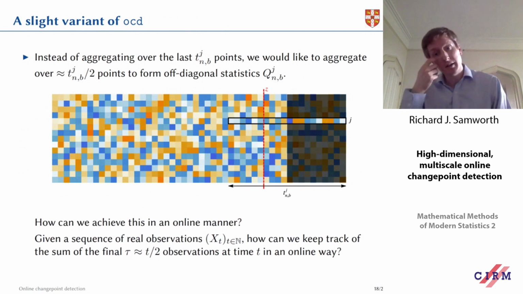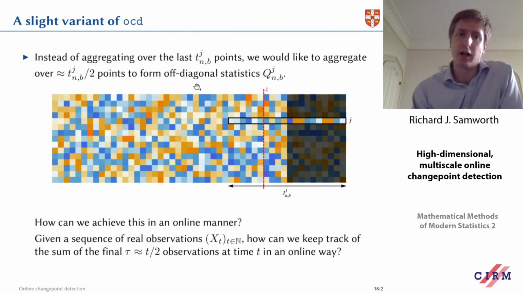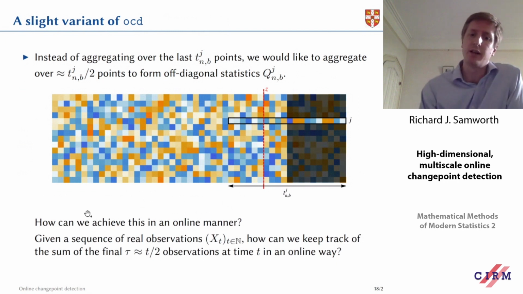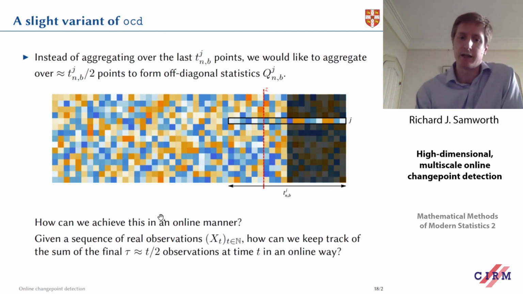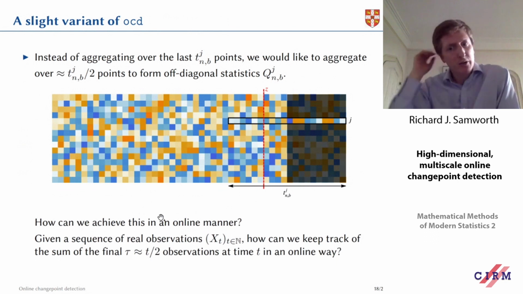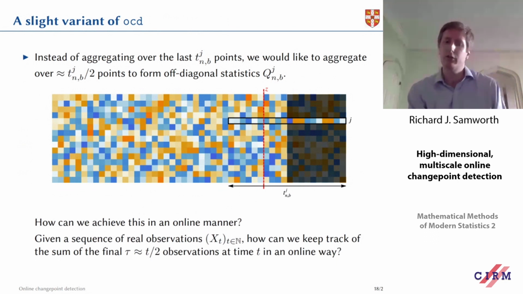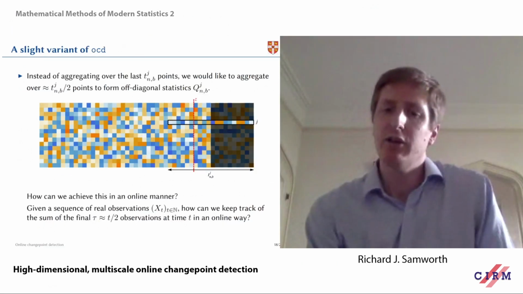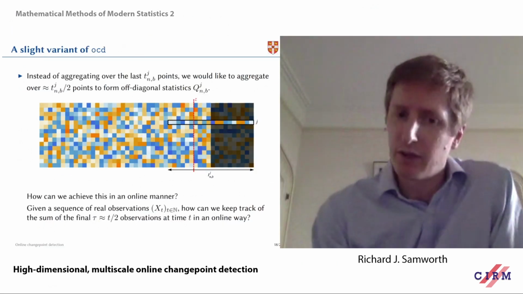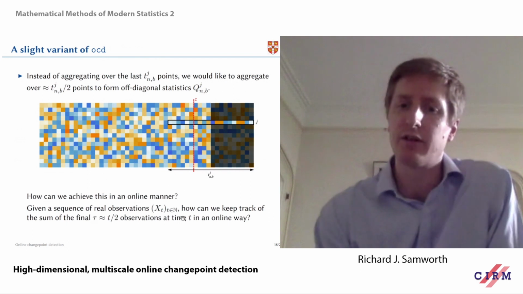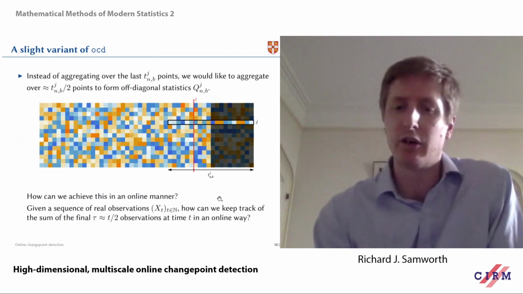The question then is, how can we ensure that we're only aggregating over, let's say, roughly half or 3/4 of these data points, but do it in an online manner? Or slightly more formally, let's reduce it to a one-dimensional problem: if I give you a sequence of real observations, how can you keep track of just the last half or 3/4 of the observations at time t in an online way?